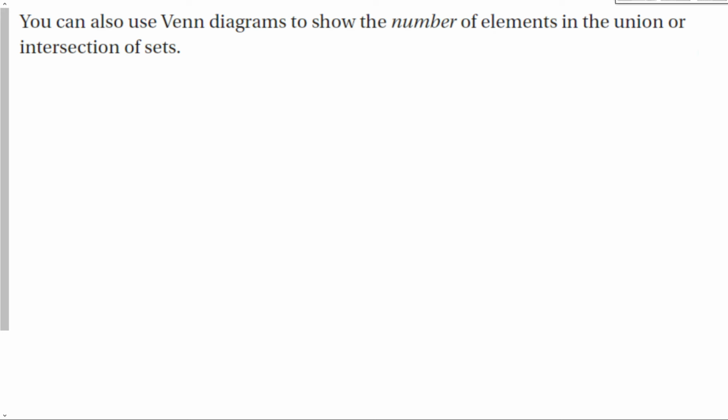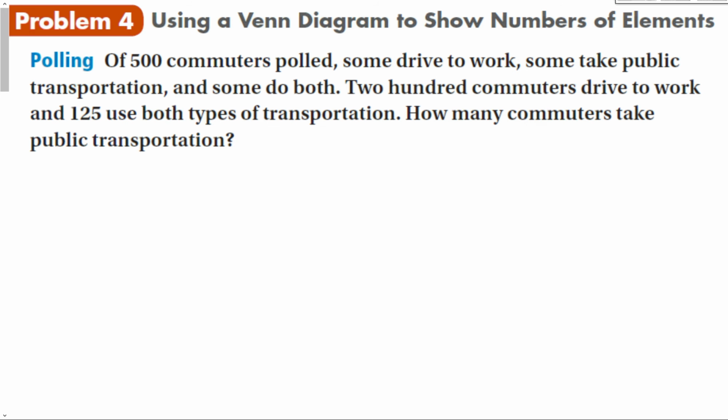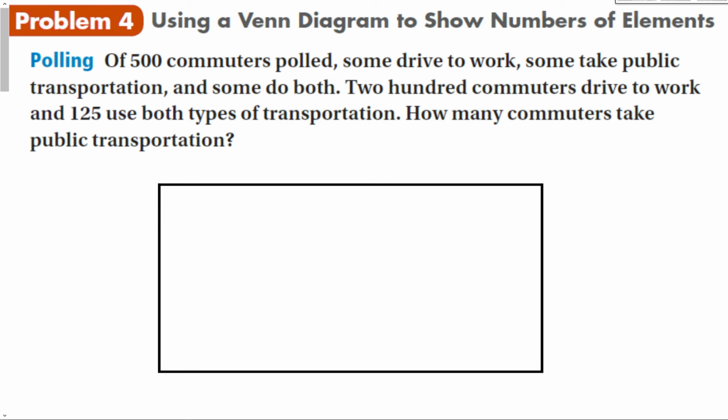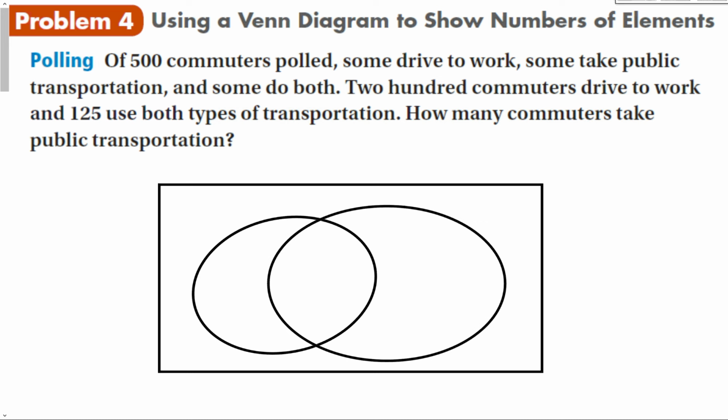So you can also use a Venn diagram to show the number of elements in the union or the intersection of sets. And this is actually where Venn diagrams get a little more useful. So let's make another nice diagram with my beautiful magic pen. That's going to make a nice perfect square. All right, so we have 2 things going on here. Of 500 commuters polled, some drive to work, some take public transportation, some do both. So there's 2 groups of people here. We have that group and, ooh, that group. I don't like that one. Let's do that again.